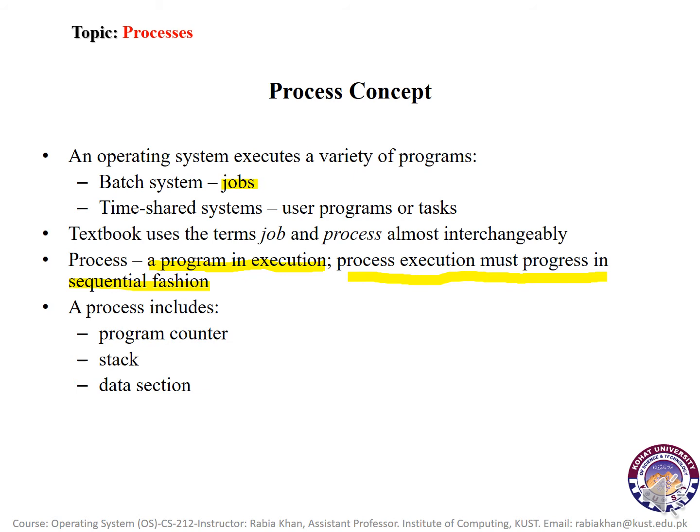Now, user program or a process has three types of information. First is the program counter. Program counter, or simply we can call it or denote it with PC. PC is actually a register that holds the address of next executable instruction within the program.